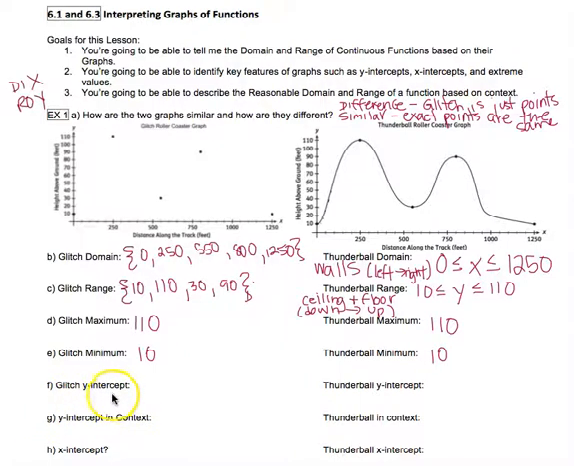The glitch y-intercept. Remember that a y-intercept is the place where it crosses the y-axis. So if I look at my y-axis here, the only point on the y-axis is 10. When we write intercepts, they need to be written as ordered pairs. So write yourself a note here, ordered pair, always. Don't just write 10. You need to write 0, 10. When I look at the thunderball, only place on the y-axis is in the same place.